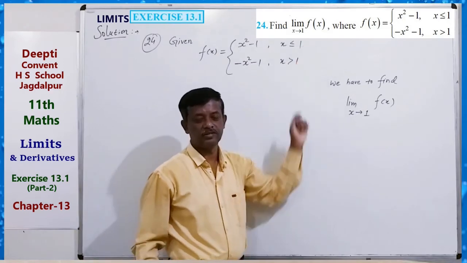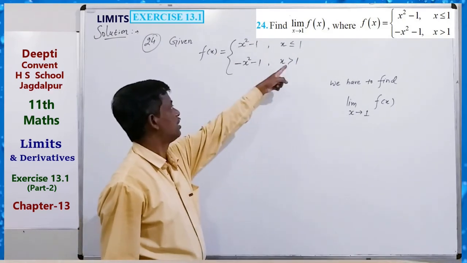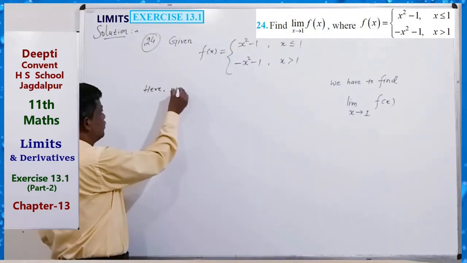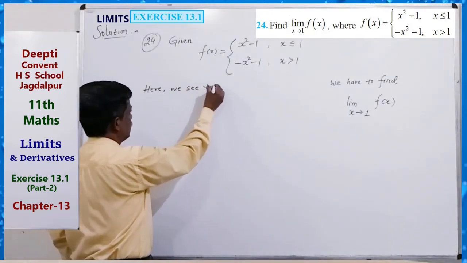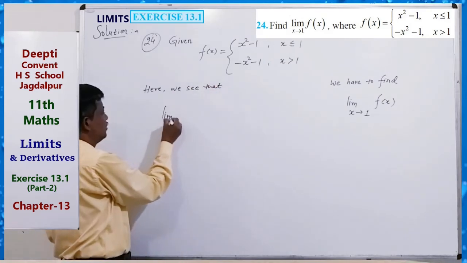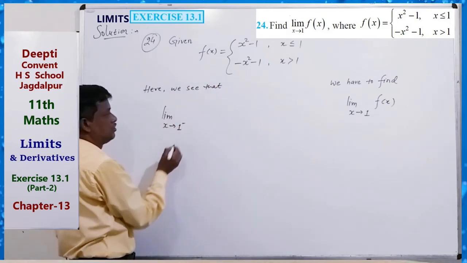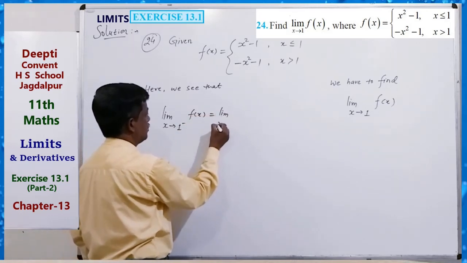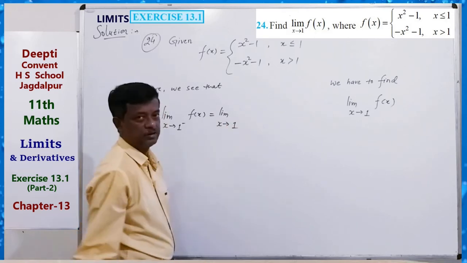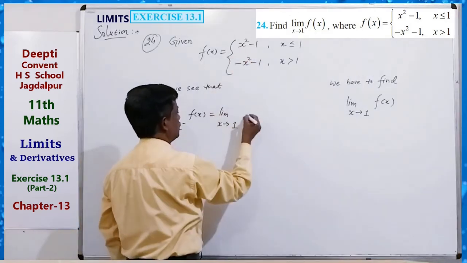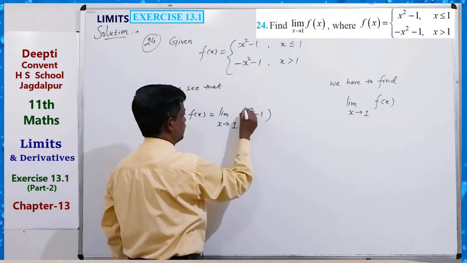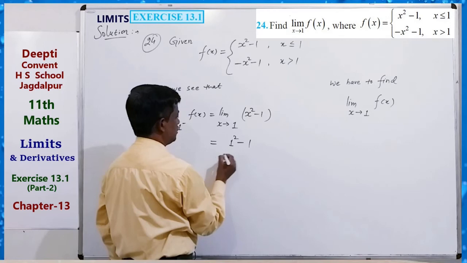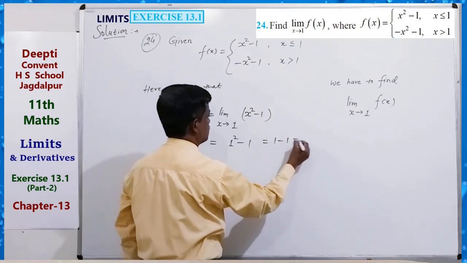The function is breaking at 1. So for the left hand limit use this, for the right hand limit use this. Here we see that the left hand limit at 1 of f(x), limit x tending to 1, left side is this, x square minus 1. So this is equal to 1 square minus 1 equals 1 minus 1 equals 0.